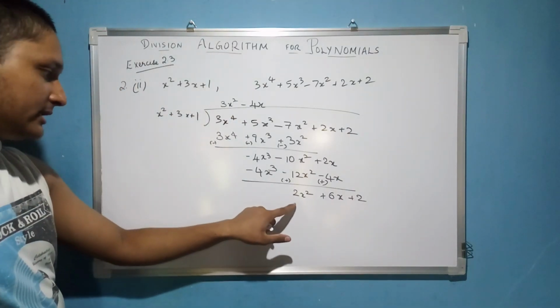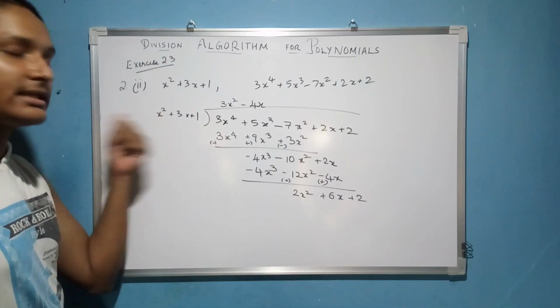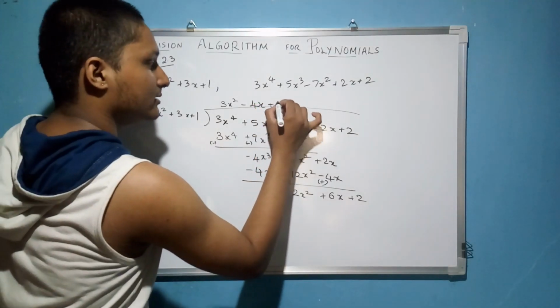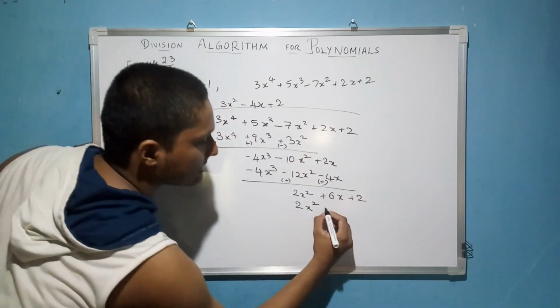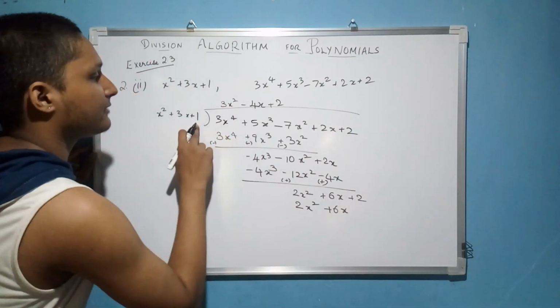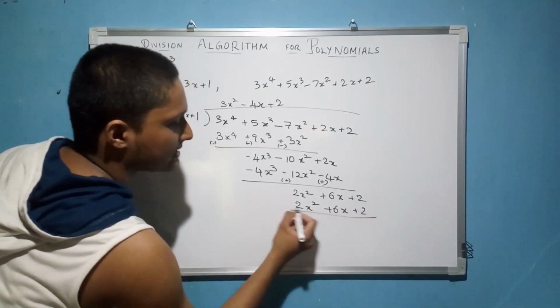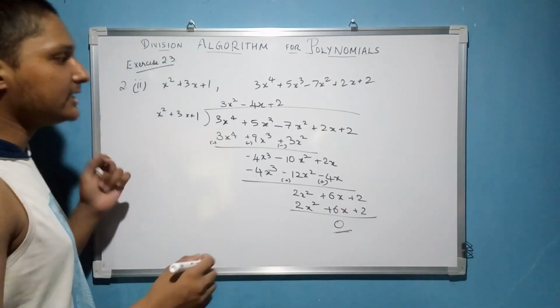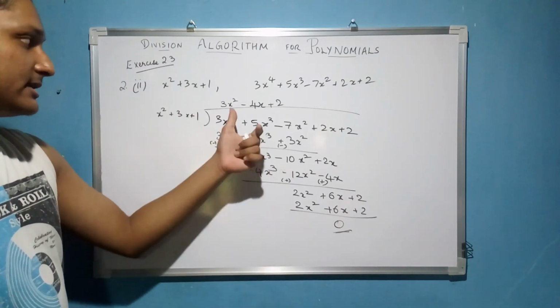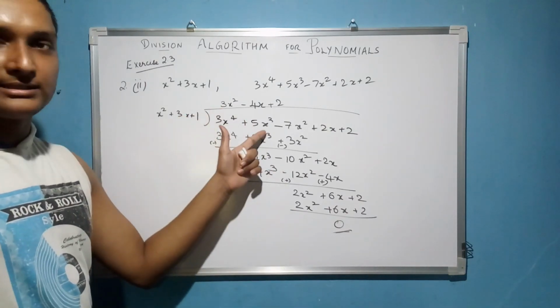Now I need to divide this, 2x square divided by x square. So I need to get 2 here. Okay, so this is 2x square. 3x into 2 is 6x. Then 1 into 2 is 2. Since up and down you have the same, if you subtract you get 0. That is 0, that means that you have the remainder is 0, that means this is the factor. This is the factor of this.